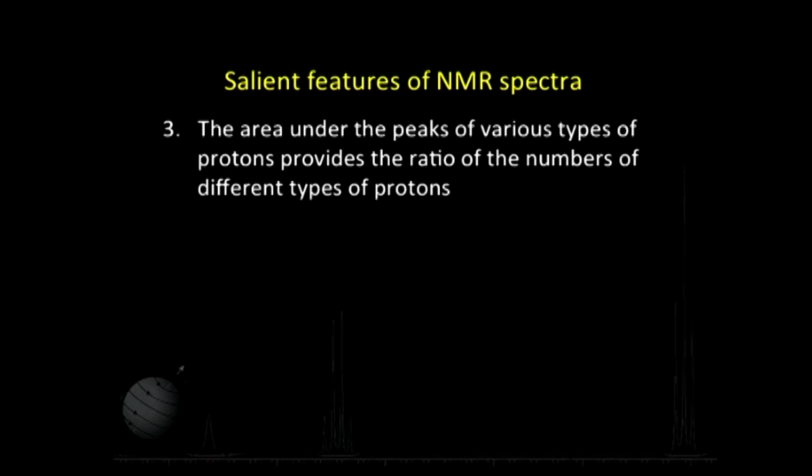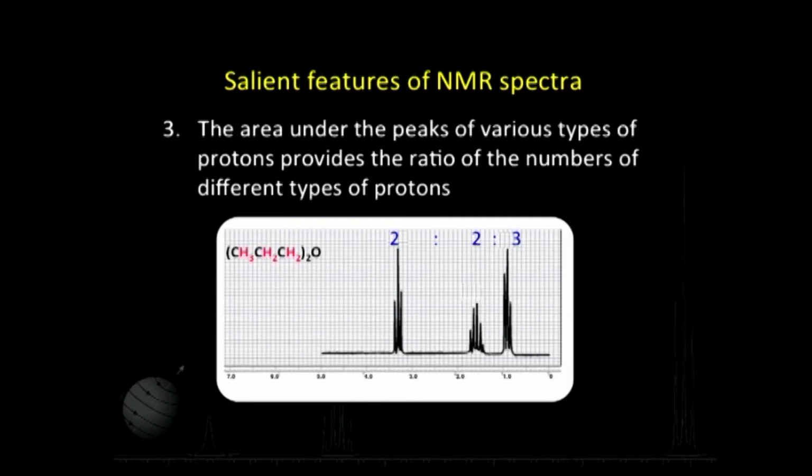Okay. The third feature is the area under the peaks of different protons. They provide information about the ratio of the number of protons of different types. Let us look at this. In this molecule, if you look at the area under the peaks, we find that it is in the ratio of 2:2:3. That is the same ratio as these protons here, 2:2:3. So, the area under the peak gives me the so-called integration, which gives information about the number of protons of different types.